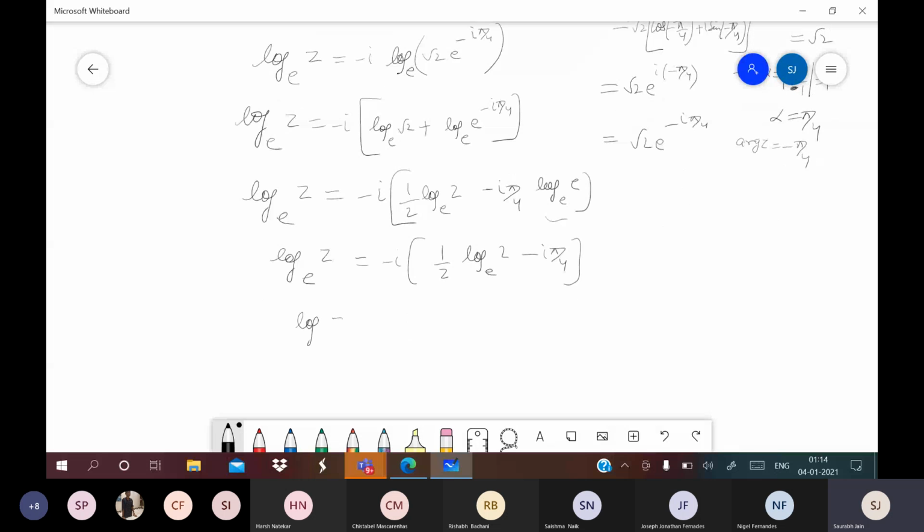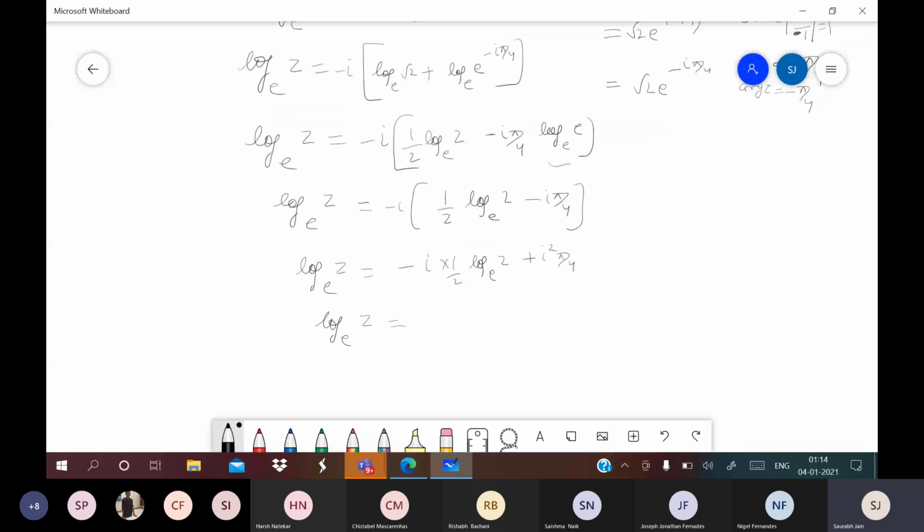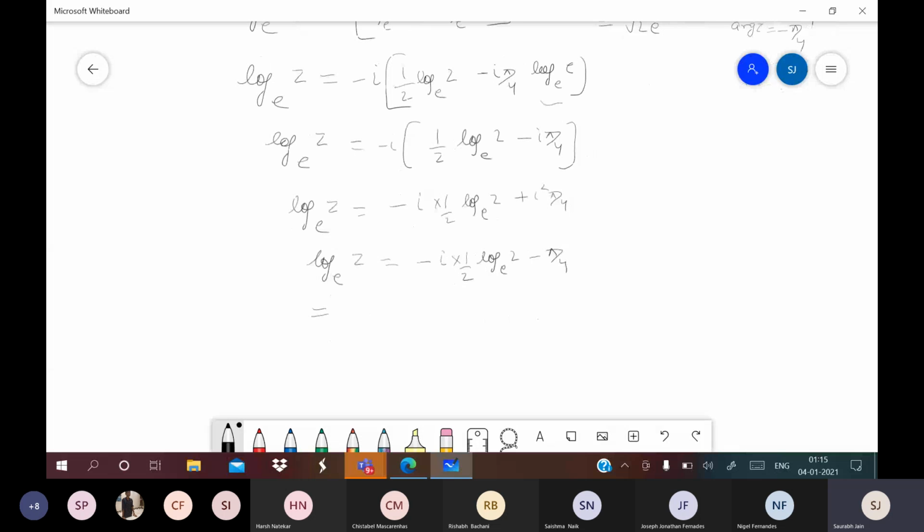You multiply this term. What you will get? Minus iota into half log 2 base e plus iota square pi by 4. So this is the simplification part going on. Okay. So this is how much? This is minus iota by 2 log 2 base e. Iota square is minus 1, so minus pi by 4. Okay. Finally, you have to find z, no? So you will take e on the other side and this thing will come in the power.